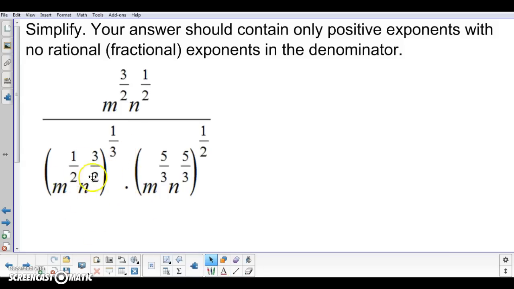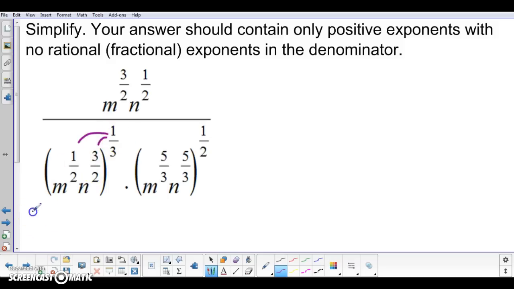So m to the 1/2, n to the 3/2 gets raised to the 1/3 power. Because these have different bases, m and n are different, I can't add these exponents together. What I will do is take this 1/3 and apply it to both parts of this. Now, when I apply it to both factors of this product, m to the 1/2 raised to the 1/3, that means I'm going to multiply those powers together. Same thing with the 3/2 and the 1/3.